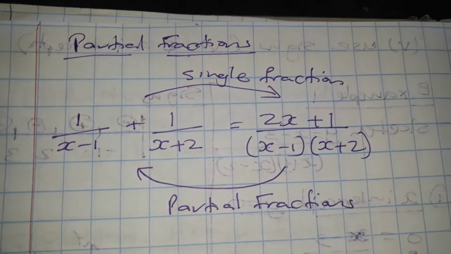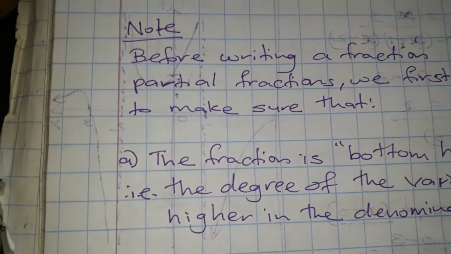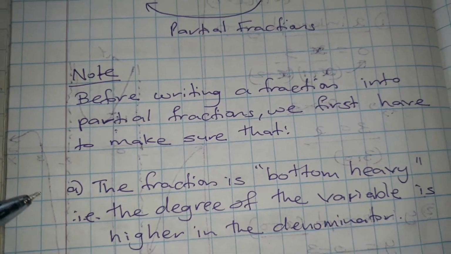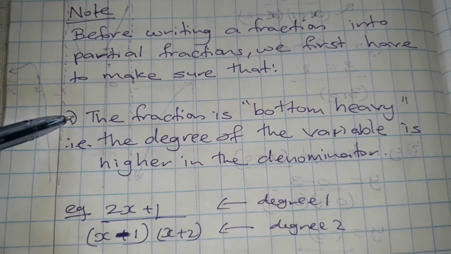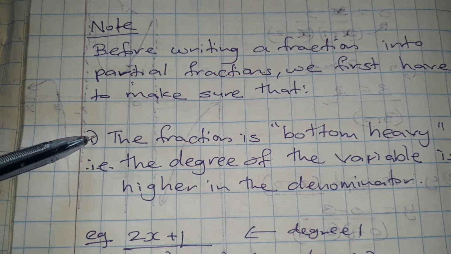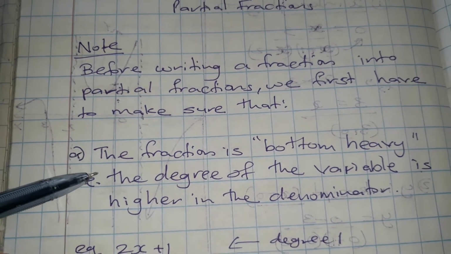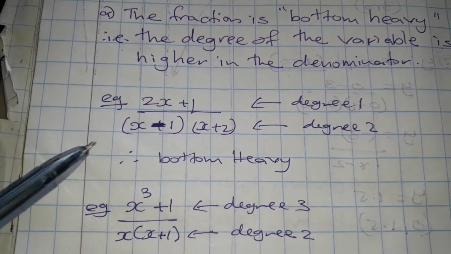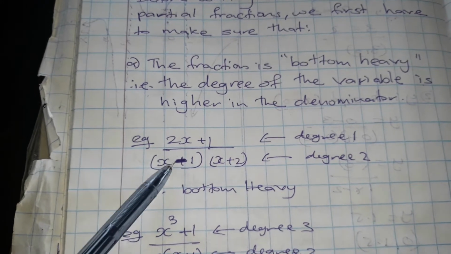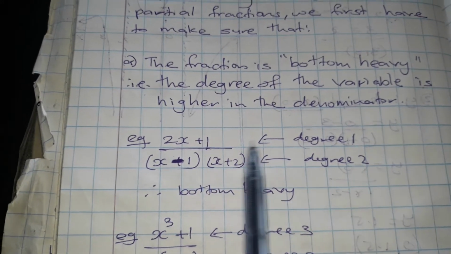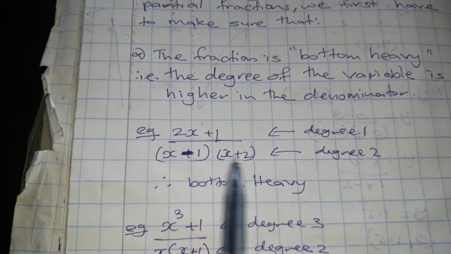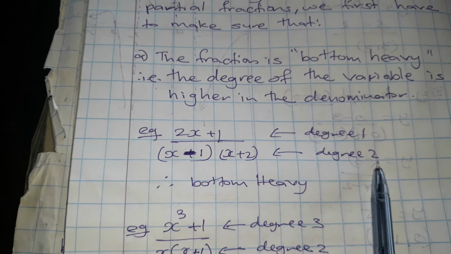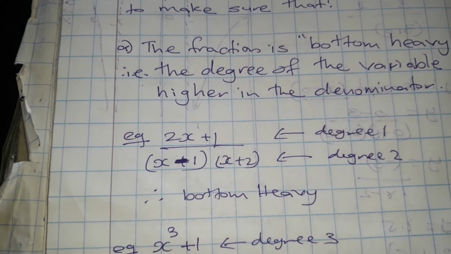Okay, some important things we have to keep in mind. Before writing a fraction into partial fractions, we first have to make sure that the fraction is bottom heavy. That means the degree of the variable is higher in the denominator. For example, look at this: 2x plus 1 upon (x minus 1)(x plus 2). On the top, my highest power is 1. At the bottom, when I expand this, it will become x squared. The highest power will be 2. Therefore, it's a bottom heavy function, right?